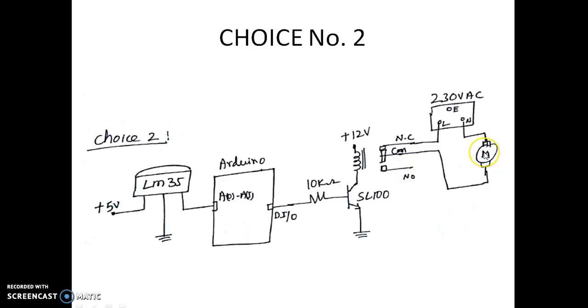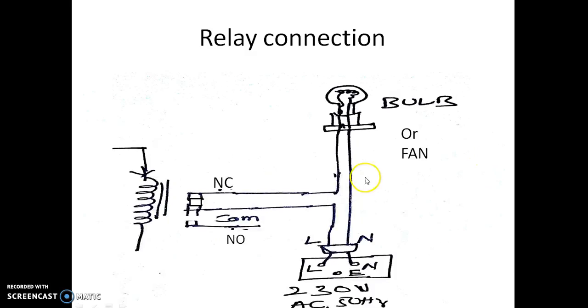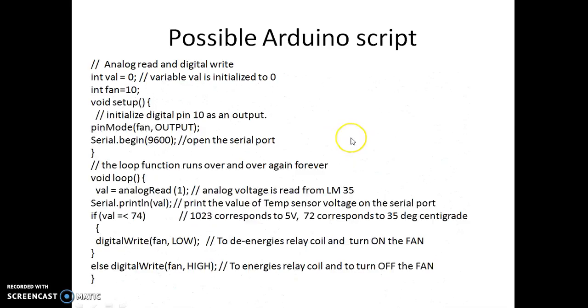Now here this is the motor or the fan. One end of that broken wire is connected to normally connected, and the other end of that broken wire is connected to the common terminal. So this will ensure that when the coil is not energized, the bulb or the fan will be running. When the coil gets energized, this will become open, and the fan will turn off.